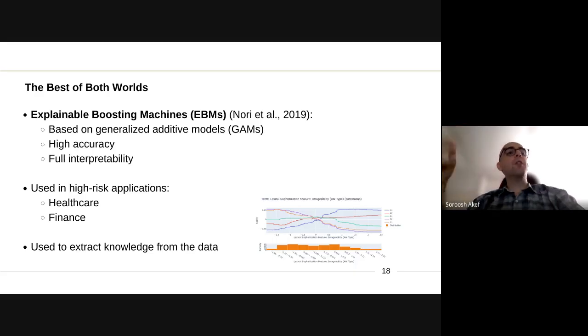And these models are used in high-risk applications like healthcare or finance because, well, let's face it, imagine you are applying for a loan and your loan request is rejected. You don't want them to say, well, sorry, we rejected your request because we asked ChatGPT and it said we can't give you a loan, right? So you want them to at least have a good reason. And these models are really good for extracting knowledge from the data because of this exact interpretability.